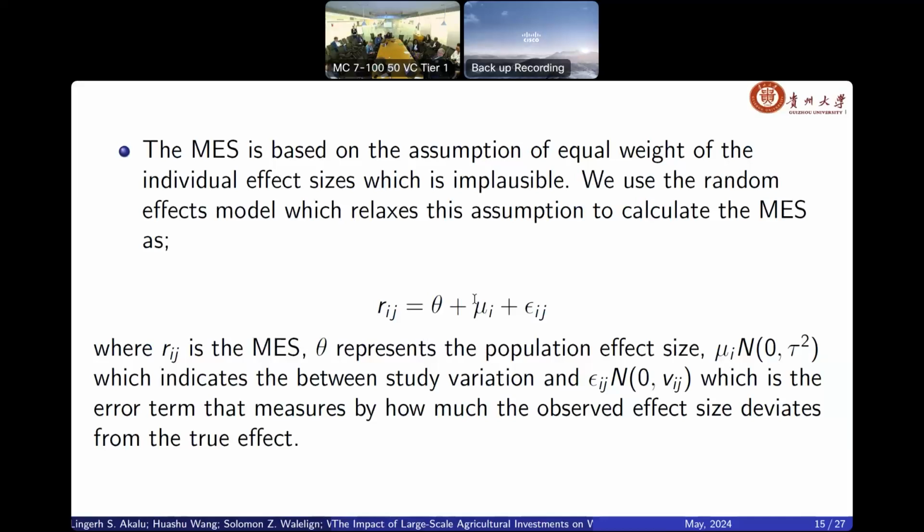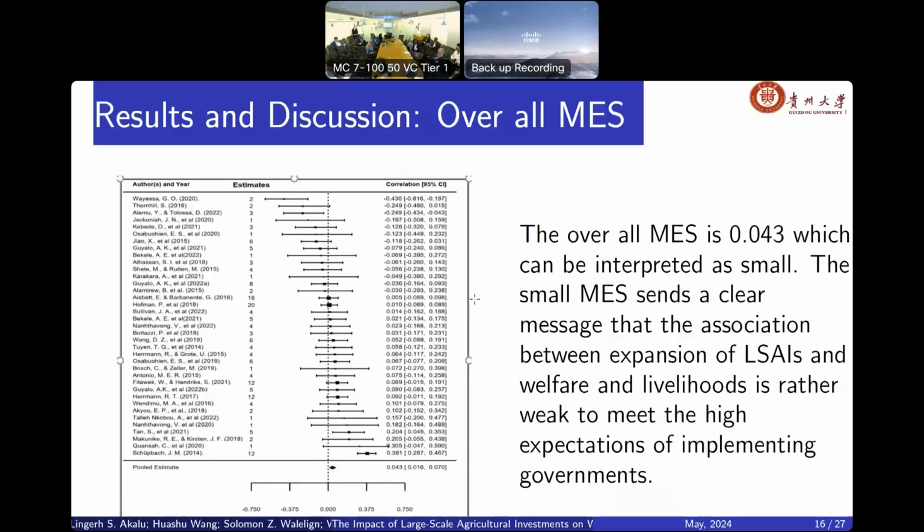However, it will not take into account the differences in each study, like study-specific factors. So in order to take that into account, we use the random effect model to compute the mean effect size. And the result looks like this. As you see, there is a substantial heterogeneity in effect size among the 37 empirical primary studies that we use.